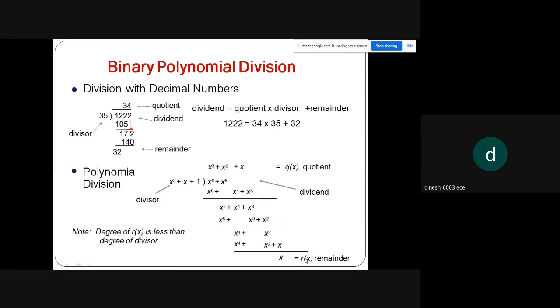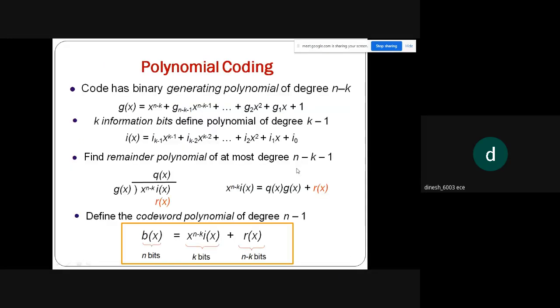R of x is your remainder, q of x is your quotient, and g of x is your generating polynomial. So here g of x is a generating polynomial. X power n minus k into I of x is your information that we are transmitting. Okay, so I can write easily the code word.